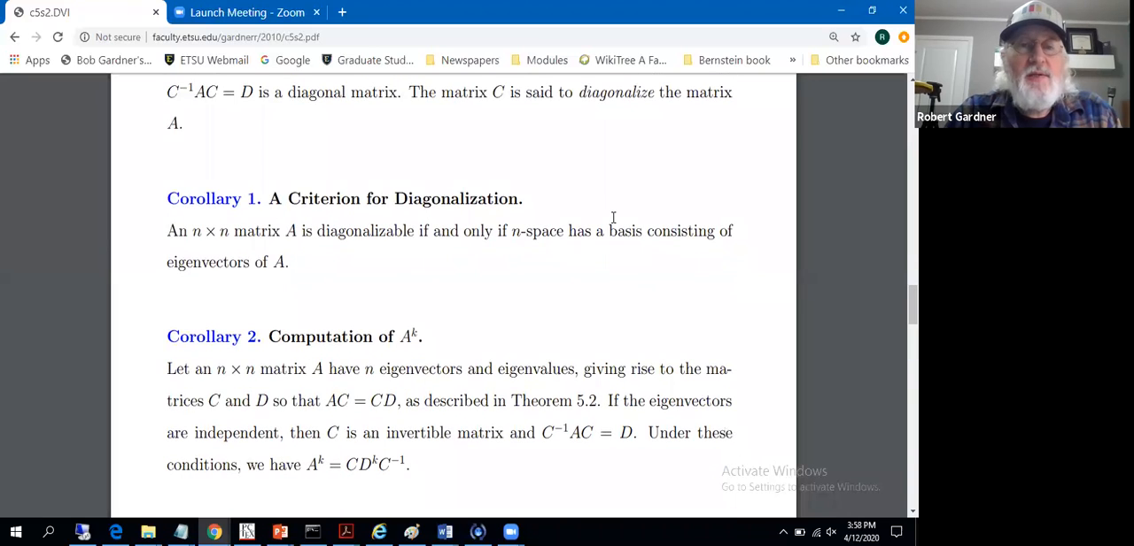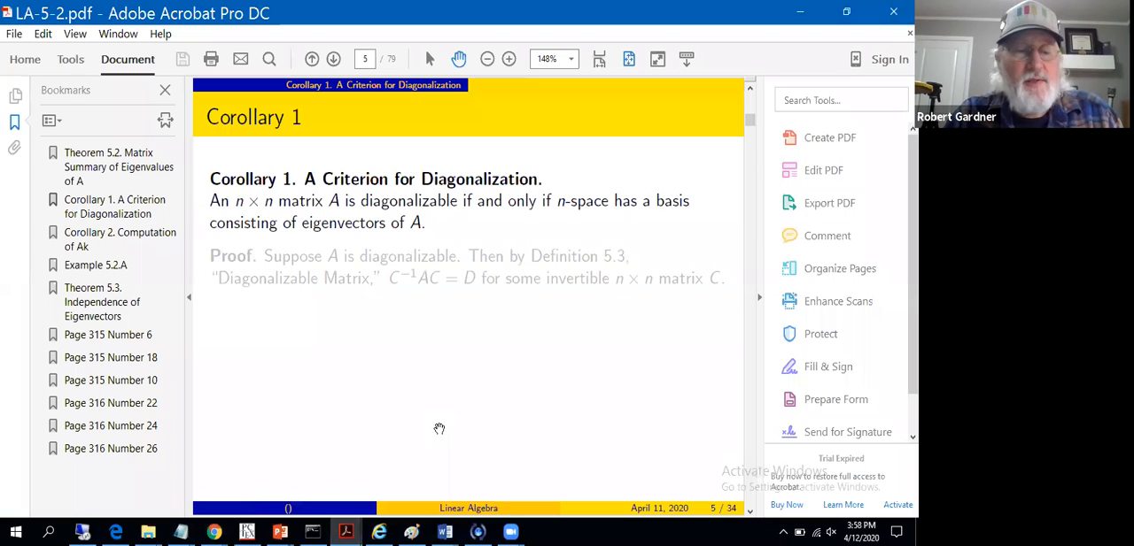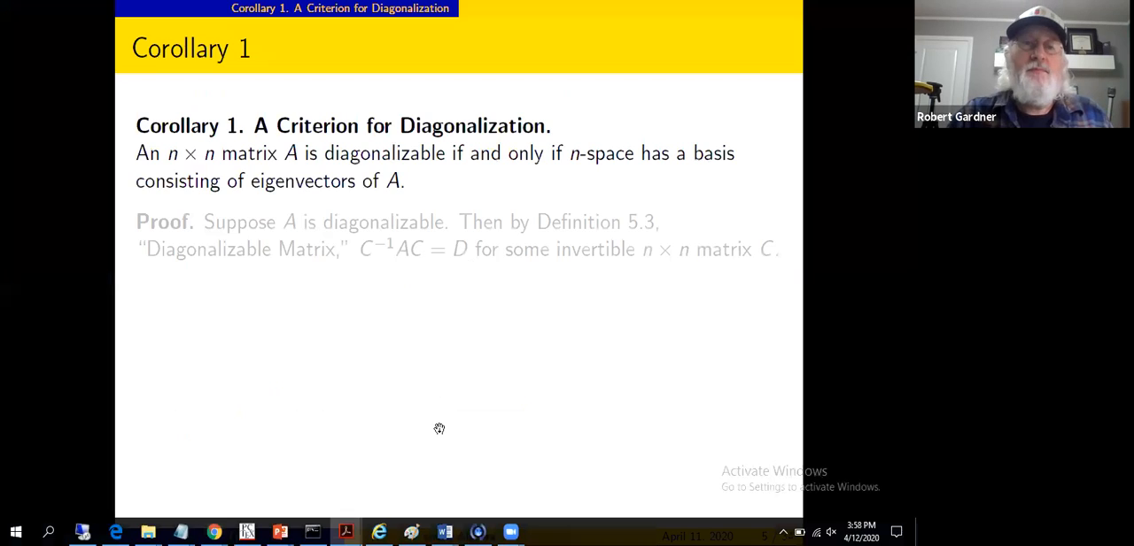All right, let's look at the first corollary. The second one's a touch more important in my opinion. First corollary says, an n by n matrix A is diagonalizable if and only if n space has a basis consisting of eigenvectors of A. Okay.